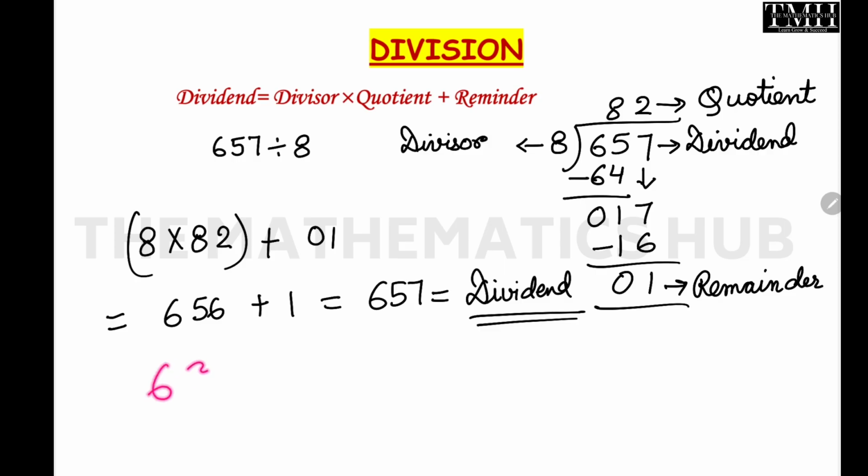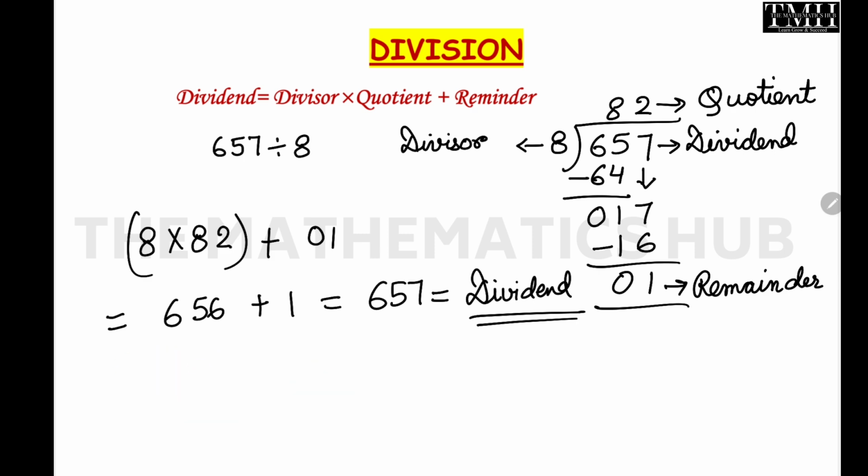Dividing a number by 100. Suppose we will divide 657 by 100. Digits at the ones place and the tens place form the remainder, and the remaining digit is the quotient. That means 6 is the quotient.